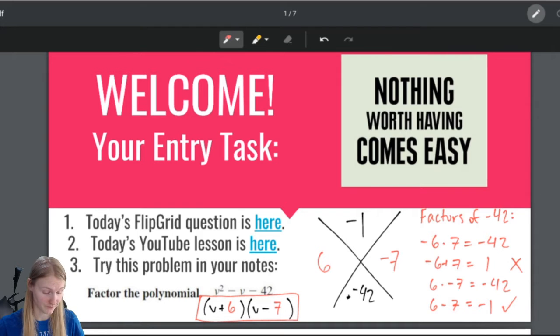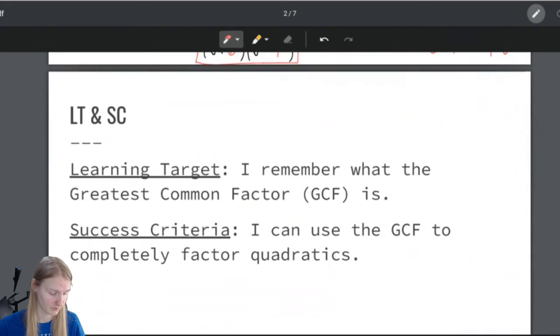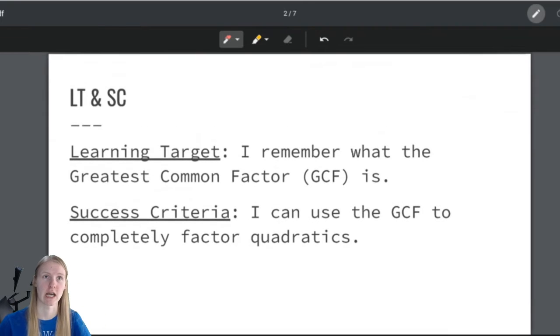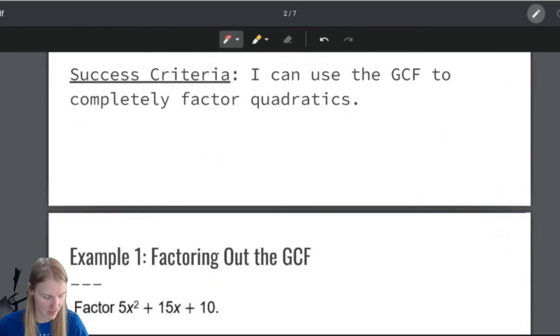Okay, today is similar with another thing tacked onto it. So of course, as usual, we're doing baby steps forward. Our learning target for today is I remember what the greatest common factor is, the GCF. And our success criteria is that you can use the GCF, the greatest common factor, to completely factor quadratics.